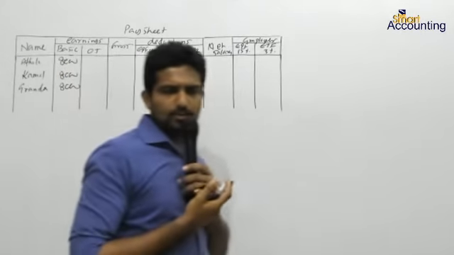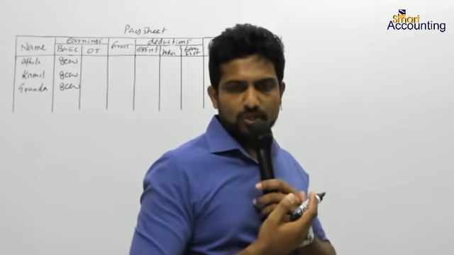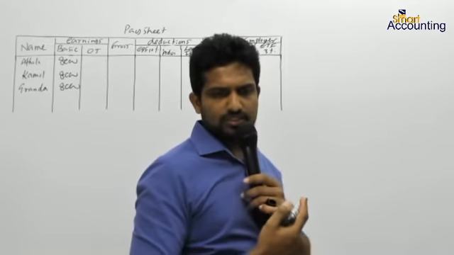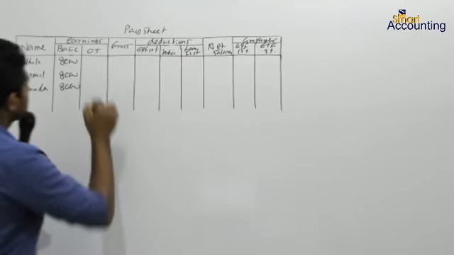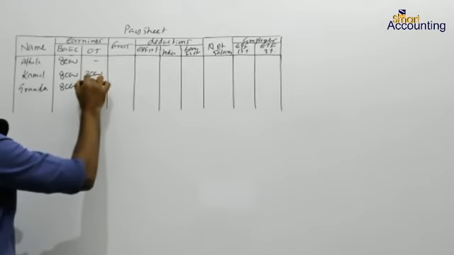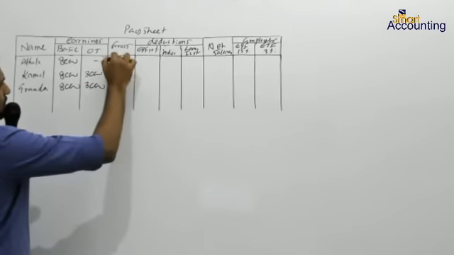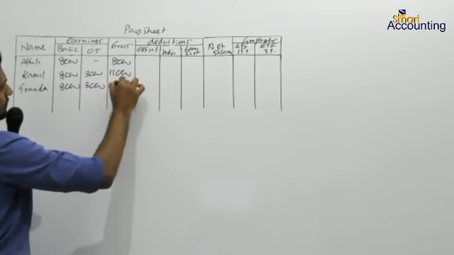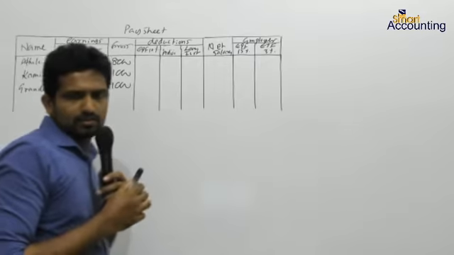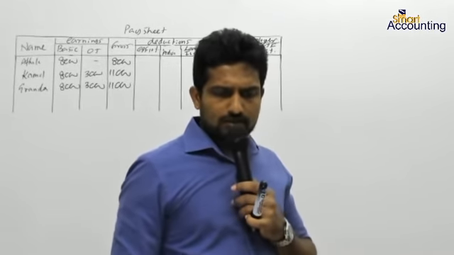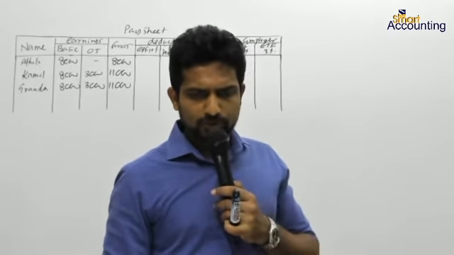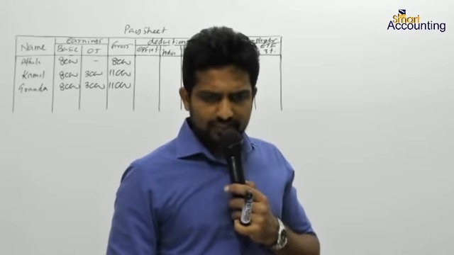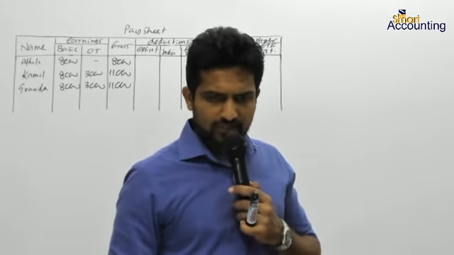Overtime only for Kamal and Nirand, 1.5 of the normal salary, that is 300 into 10, 3,000 for each. Gross salary in this way. Employees Provident Fund contribution by employer and employee, 10 and 15. Overtime payments are not considered there also.